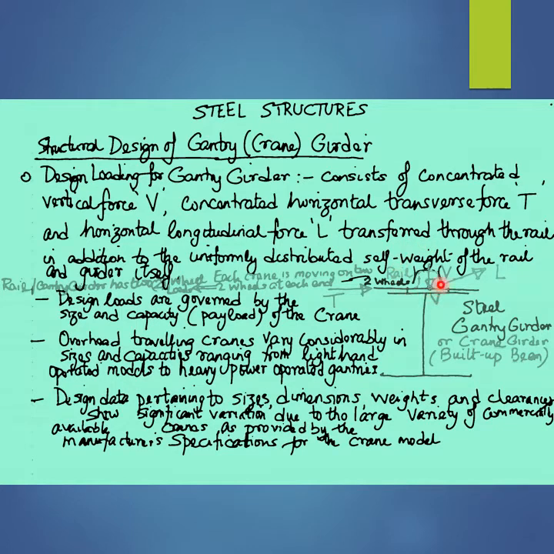Since the overhead electric crane travels on the rails, that is one rail at each end of the overhead electric crane, as shown in the schematic diagram of the typical industrial building structure that is provided with an overhead electric crane in the previous slide.